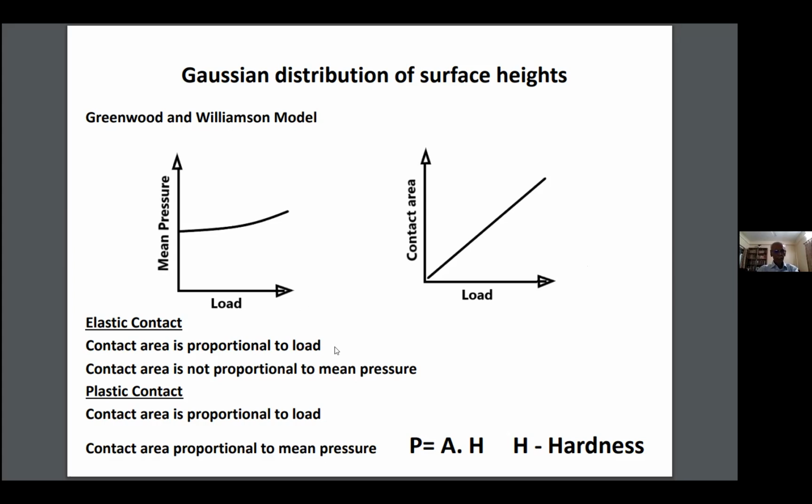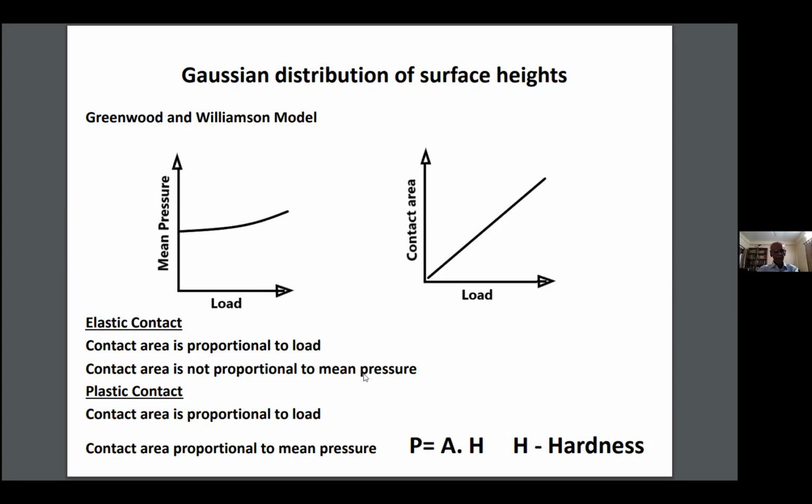For plastic contacts, we know that the contact area will be proportional to load, because load is area times hardness for plastic contact. Area times hardness. So there, contact area is proportional to load, no problem. And also, contact area is proportional to mean pressure. Mean pressure is hardness here. So for plastic contact, we have this very clearly.